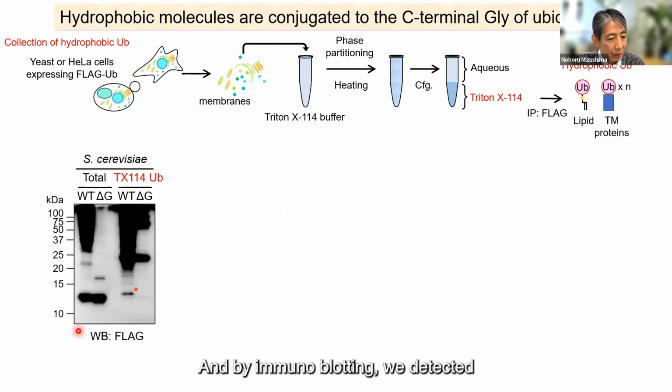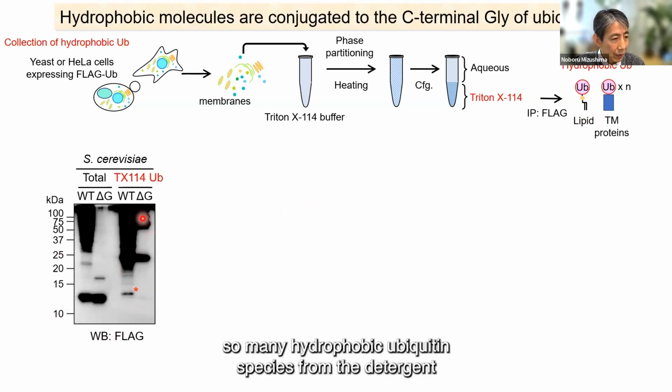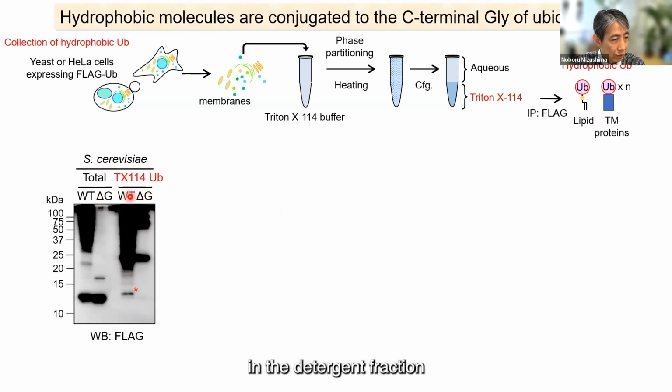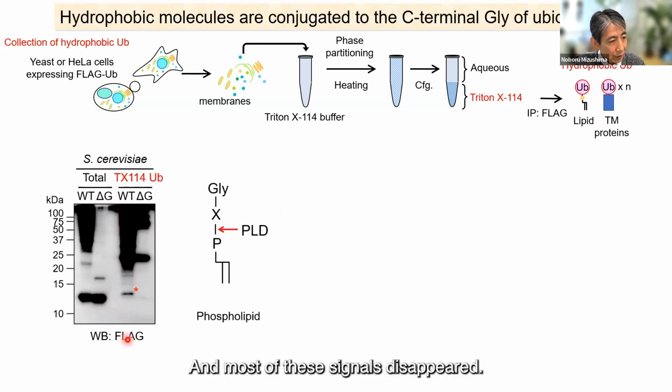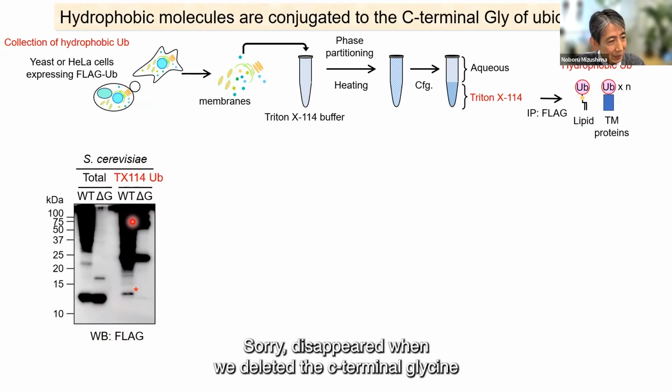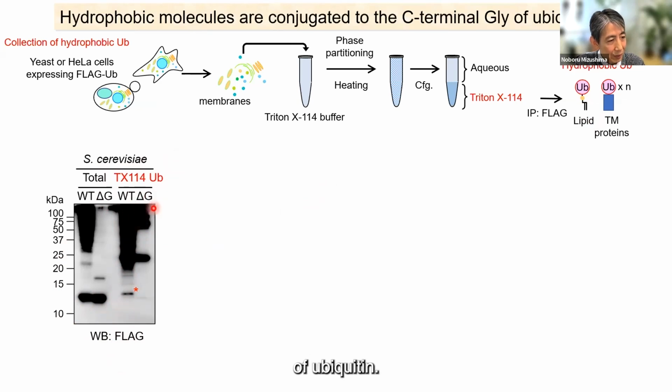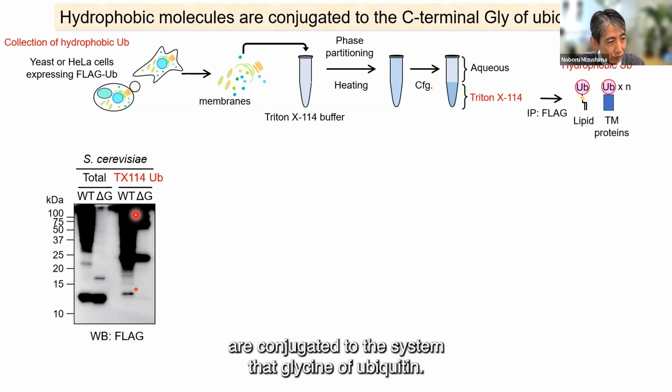And by immunoblotting, we detected so many hydrophobic ubiquitin species in the detergent fraction. And there is a band that was slightly larger than the canonical endogenous monoubiquitin. Most of these signals disappeared when we deleted the C-terminal glycine of ubiquitin, suggesting that these hydrophobic molecules are conjugated to the C-terminal glycine of ubiquitin.